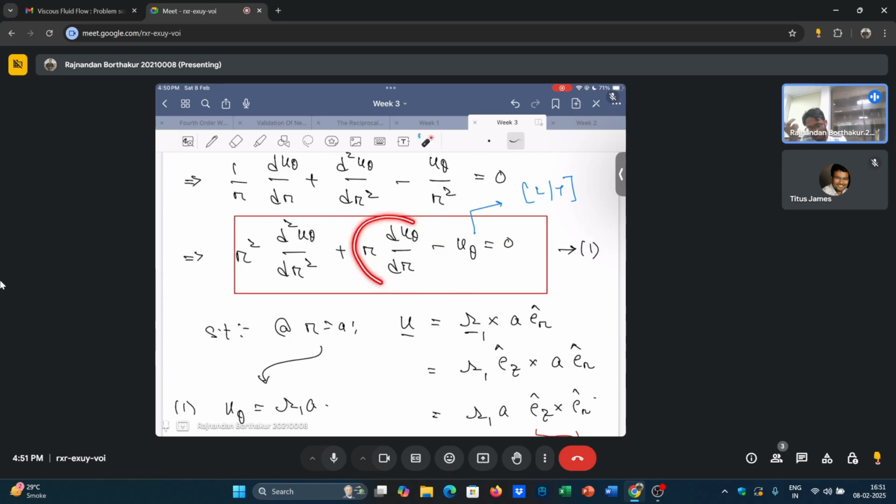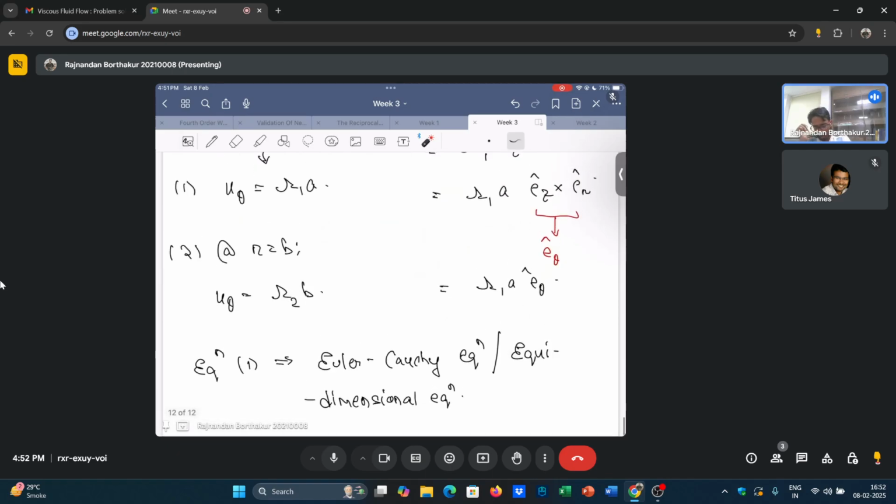So if you just calculate the dimension of this term, r has got a dimension of L. u theta has got a dimension of L by T, and r has got a dimension of L, which means that this L and this L cancel out. This means that this term also has got the same dimension of L by T as this term. And similarly, if you do the exercise for this term, this has also got the same dimension of L by T. Since these three terms have the same dimension, sometimes these equations are known as equidimensional equations. But more in the language of mathematics, they are known as Euler-Cauchy equations.